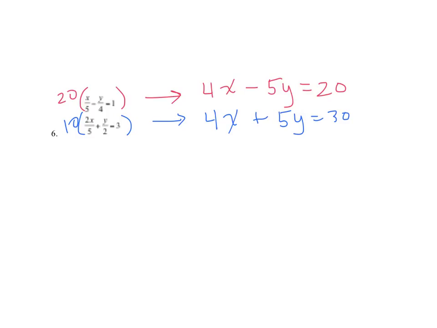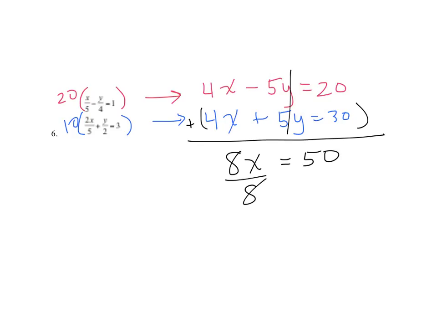So you could see this system of equations sets up very nicely for elimination. All I have to do is add the two equations together, and that'll just eliminate the y's. So we get 8x equals 50. Divide both sides by 8. So x equals 6 and 1/4. Right, 50 over 8. 8 goes into 50 6 times with 2 left over, so 2/8 is 1/4. So x is 6 and 1/4.